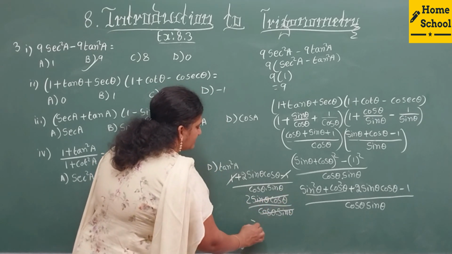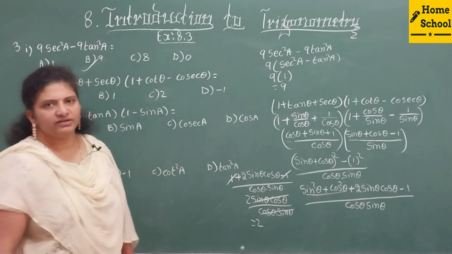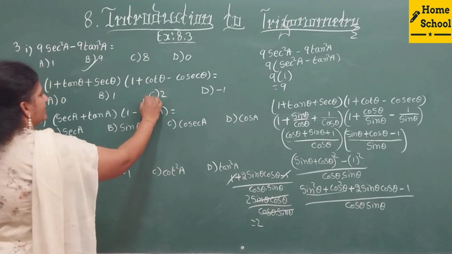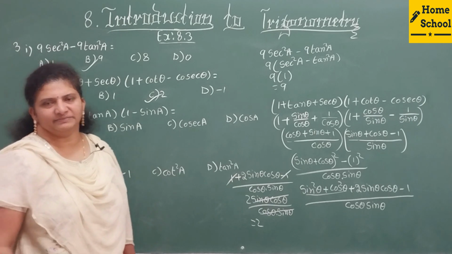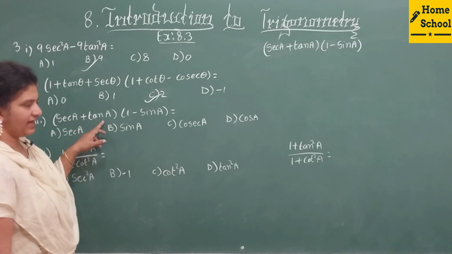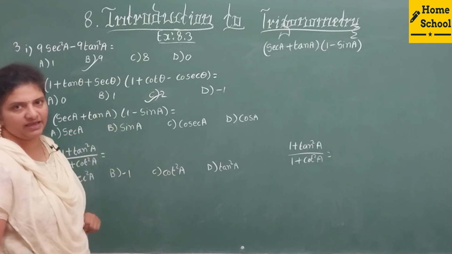So cancel this. You are left with the answer 2. Check for this option. It is option C is your answer. Third one, secant A plus tan A into 1 minus sin A.